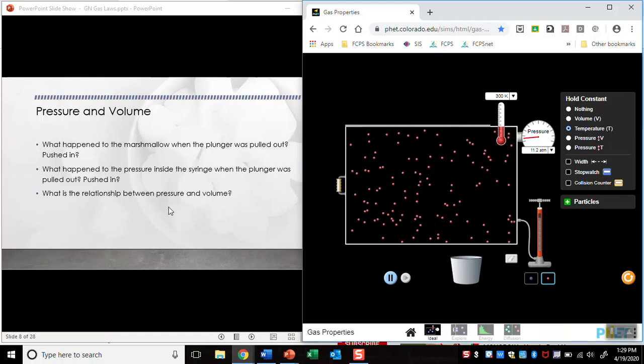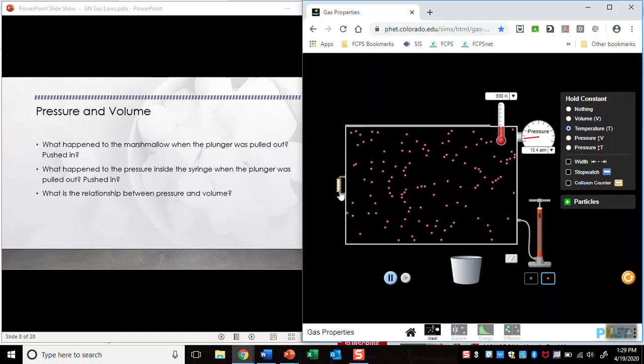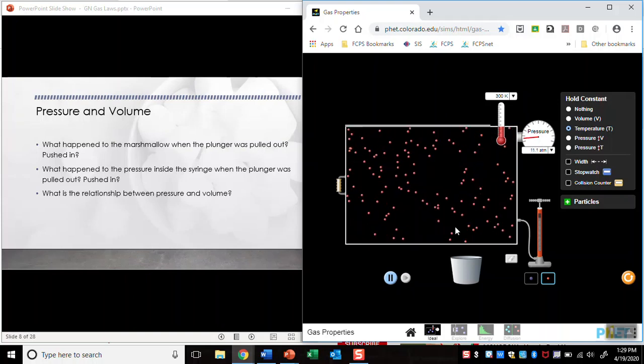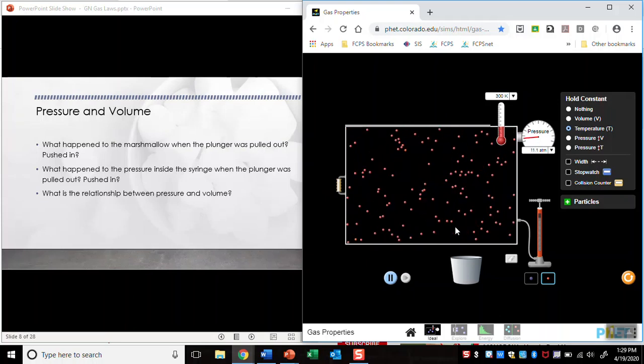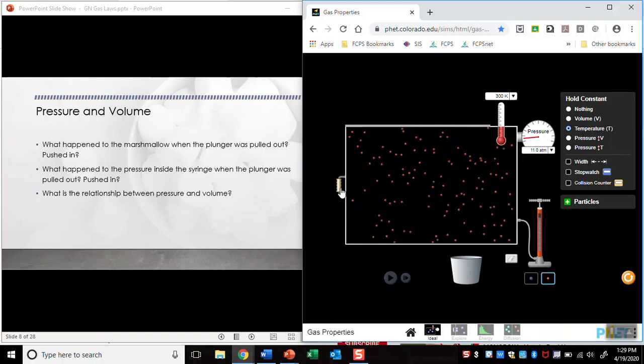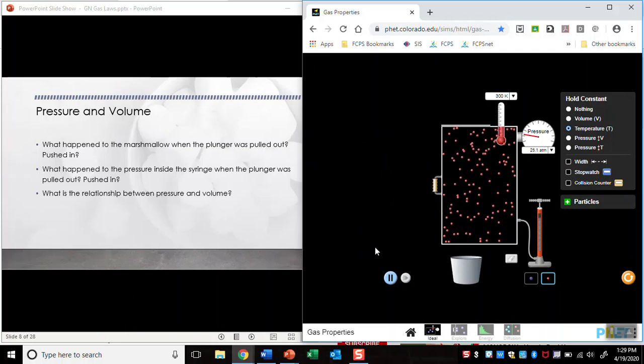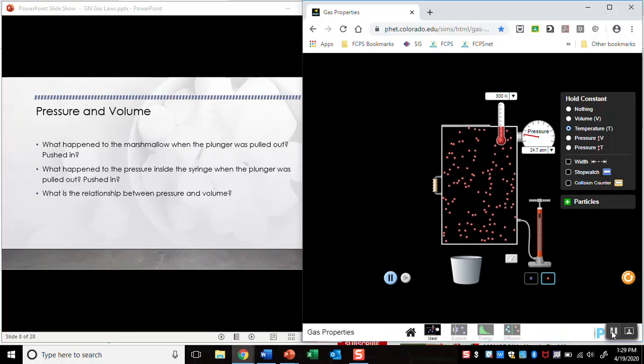So what is the relationship between pressure and volume? If the volume increases, like I have in the simulation, then the pressure decreases. And if the volume decreases, then the pressure increases. What kind of relationship is that? Going back to our algebra class, is that a direct relationship or an indirect, inverse relationship? Right, it's an inverse relationship.